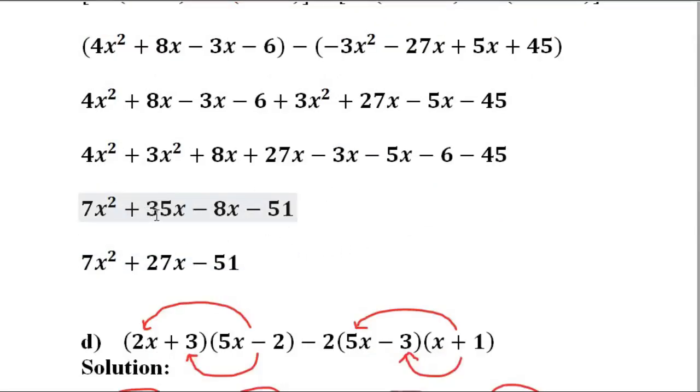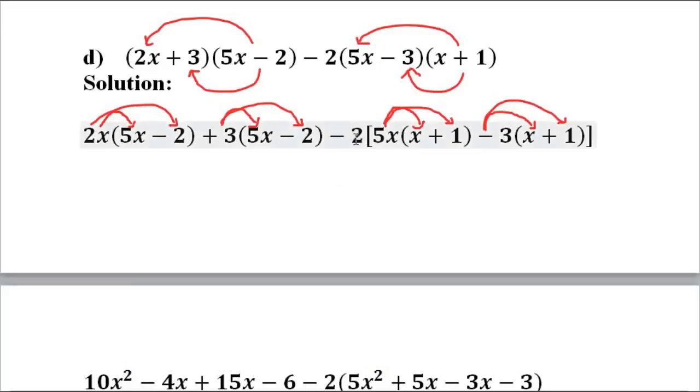Now positive 35x and negative 8x, they are like terms. Combining them gives us positive 27x. So positive 7x squared, positive 27x, negative 51 is our simplified algebraic expression.